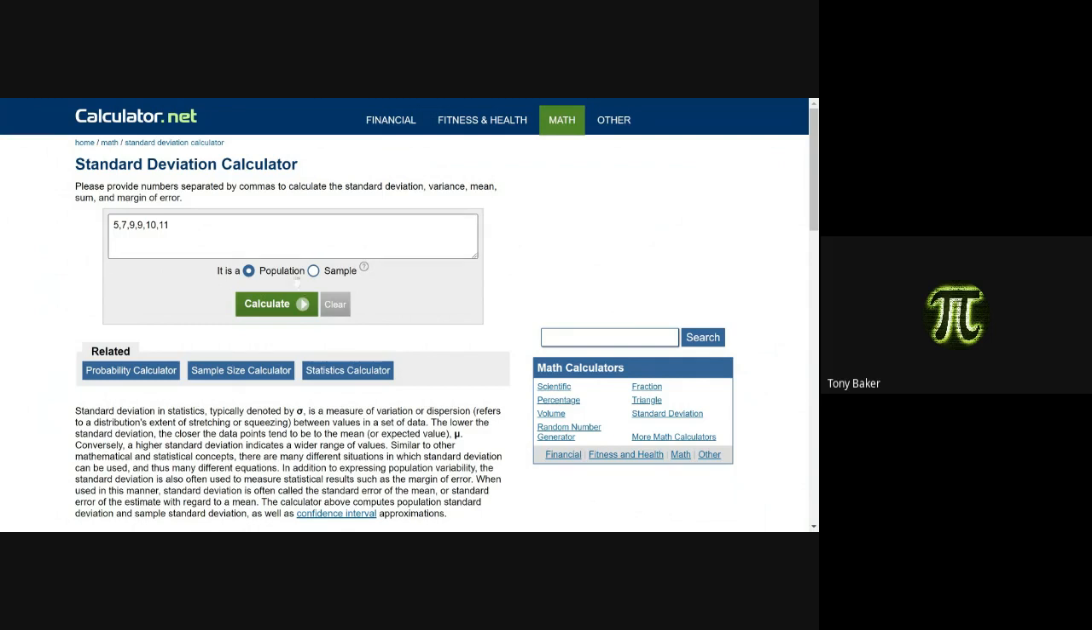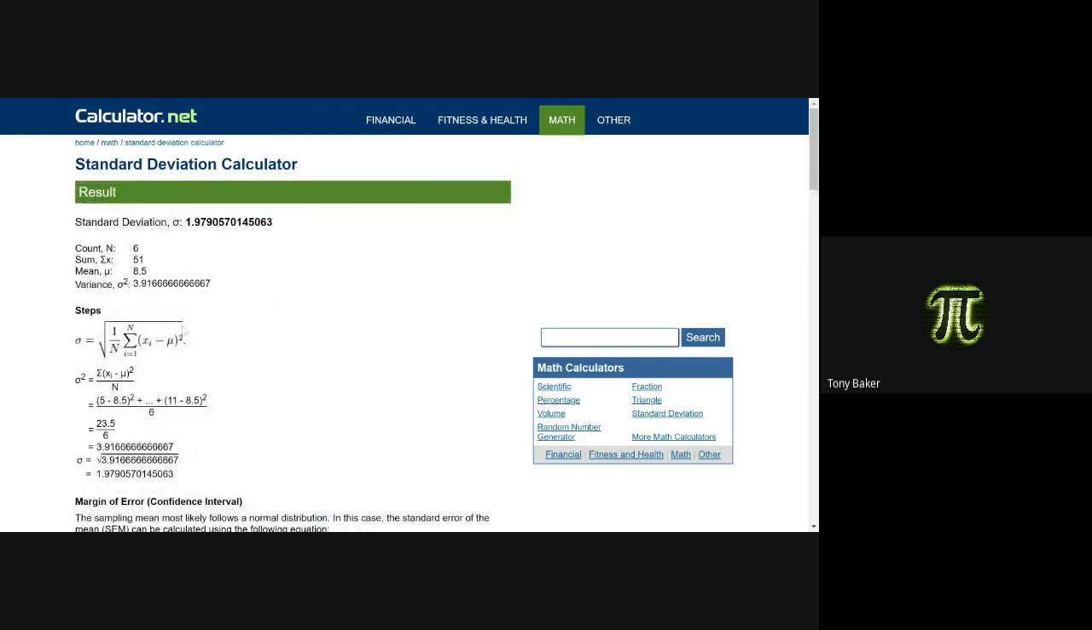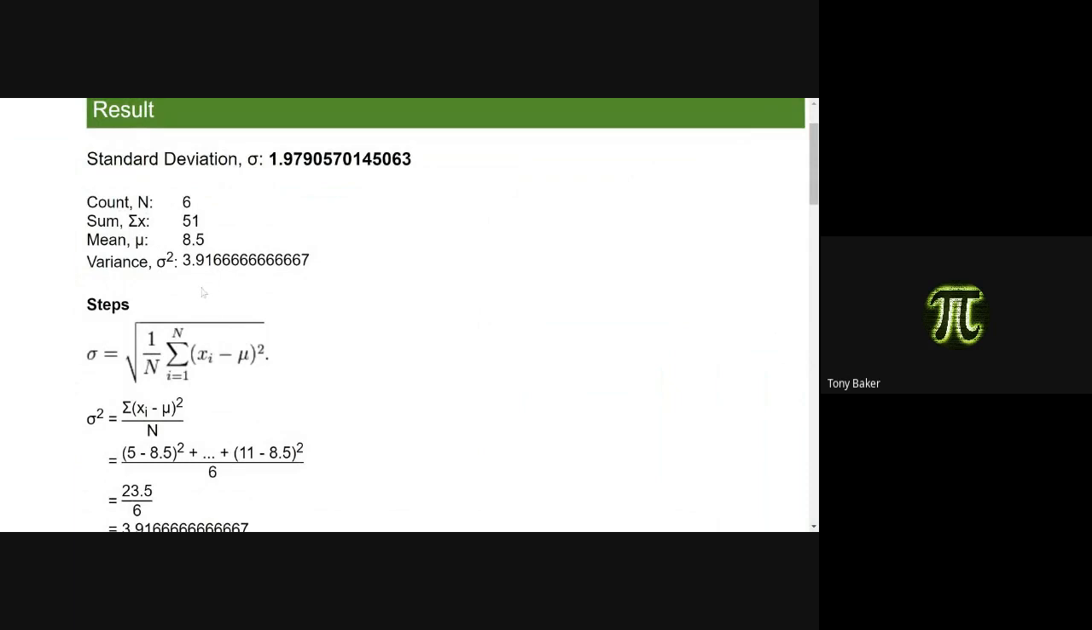Okay. So if you have all the data, it's a population. If you don't, it's a sample. It does change the formula a little. Okay. So it does change your answer a little. So just keep that in mind. And then you just hit calculate and it gives you the answer. So in this case, my variance is 3.91, which we got the 3.92, and my standard deviation is 1.98.